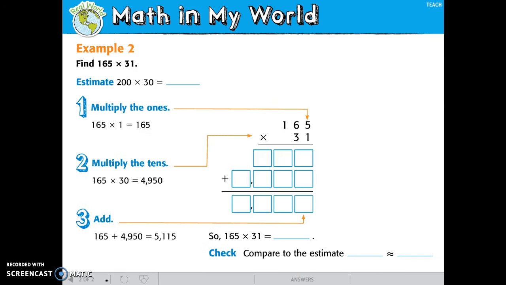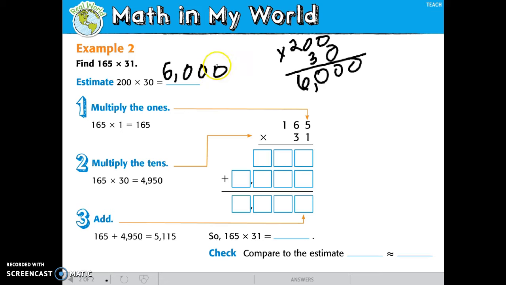All right, example 2. Find 165 times 31. So to estimate, we're going to take 200, because that's close to 165, and we're going to multiply it by 30. Well, 2 times 3 is 6, and we need 3 zeros at the end. So 200 times 30 is close to 6,000. So once we finish, our answer should be pretty close to 6,000.